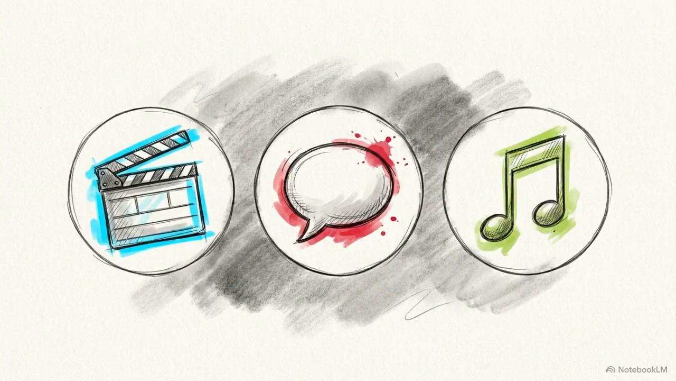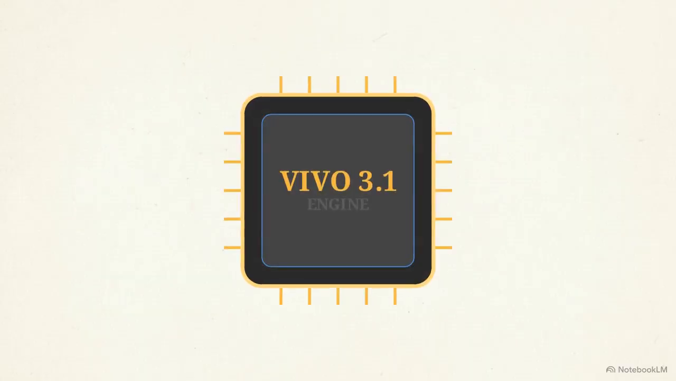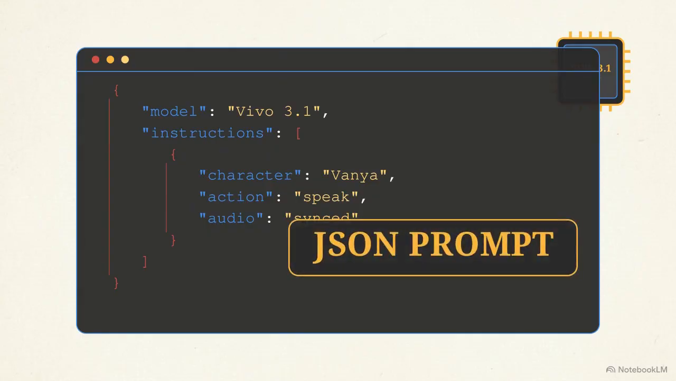Now that we have perfectly consistent static frames, we need to add motion, dialogue, and audio. For this, we move to our third tool, Flow AI. Flow AI runs on a generation model called Vivo 3.1. To get flawless results, it requires instructions formatted as a specific structural code known as a JSON prompt.